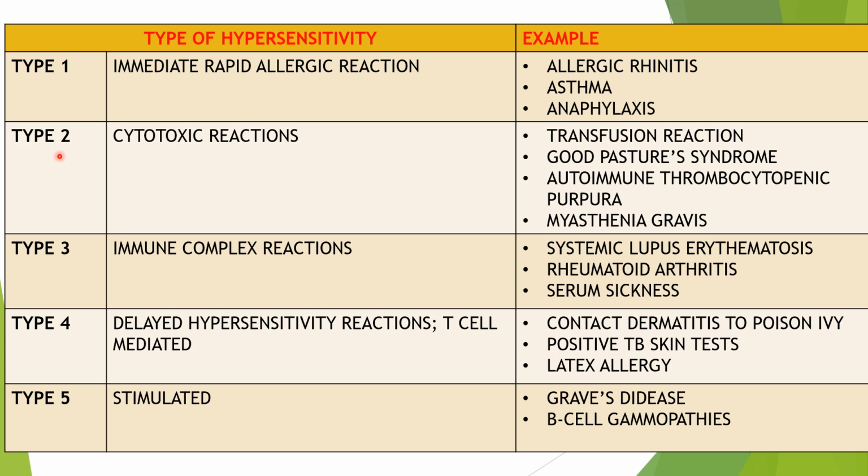Then Rh antigens from the developing fetus can enter the mother's blood during the delivery time. In response to the fetal Rh antigen, the mother will produce anti-Rh antibodies. If the woman becomes pregnant with another Rh positive fetus, her anti-Rh antibodies will cross the placenta and damage the fetal RBCs. So this is known as erythroblastosis fetalis. It happens. And also blood transfusion reaction.